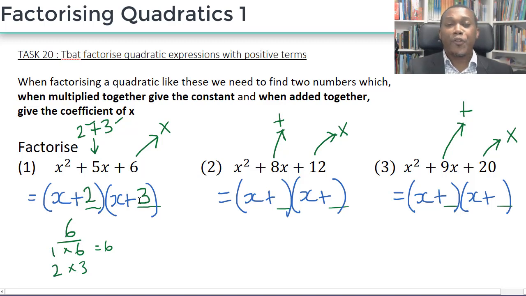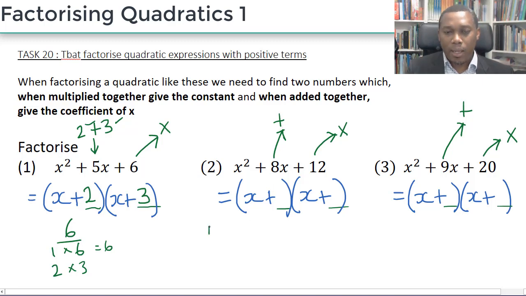The form has to be double brackets with the x's. All the terms are positive, so it has to be the positive signs. And you're thinking, what two numbers can I put? You're looking for factors of your constant. Factors of 12: what two numbers can I multiply to get 12, that sum, when I add them, to 8?